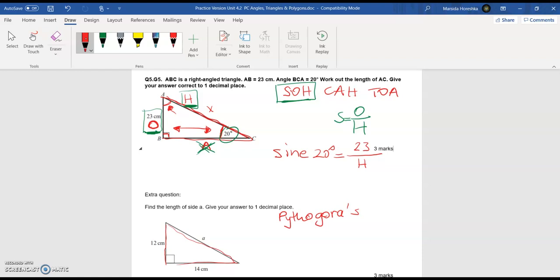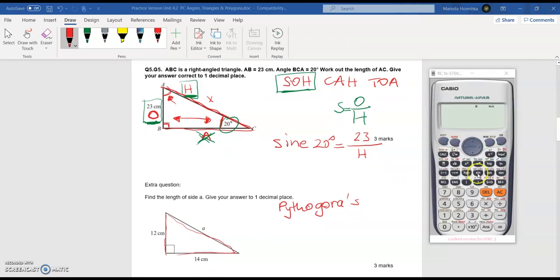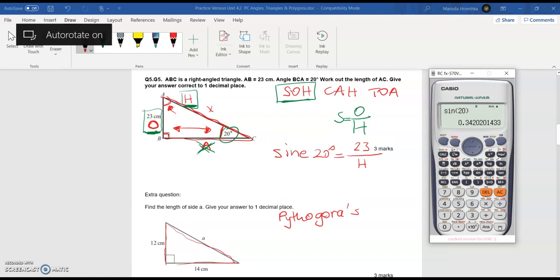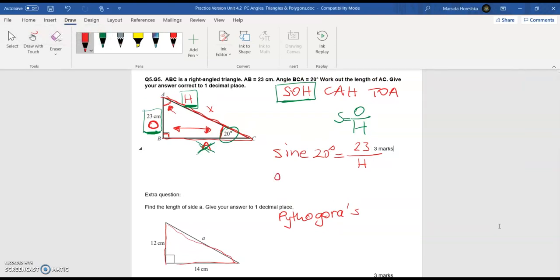Now, sine of 20 degrees, we can use a calculator to work that out. There we have the calculator, so we go to the sine button, press it, and then put 20 inside, close the bracket, equals this. So this number now, which I'm going to write as it is, 0.342020143. It's very important that we don't round at this point, is equal to 23 divided by h, the hypotenuse.